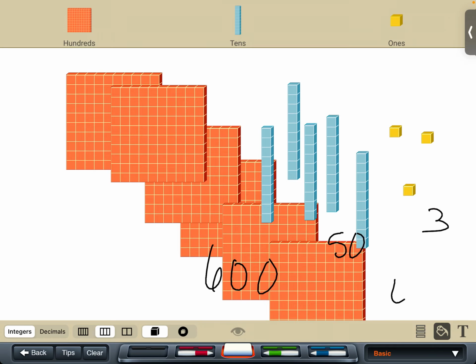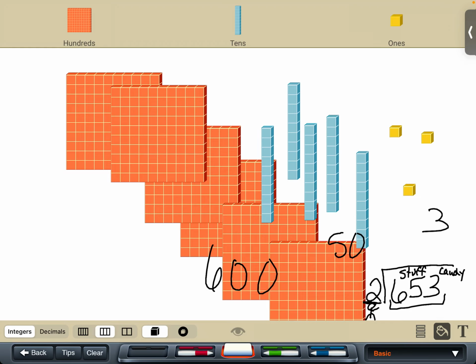Altogether we have 653. All right, now let's think about what if I had 653 divided by 2. What does that really mean? Well, I like to think of 653 as representing your stuff, or sometimes candy in a bag. And 2 kind of represents your people. So think of 2 as representing people.